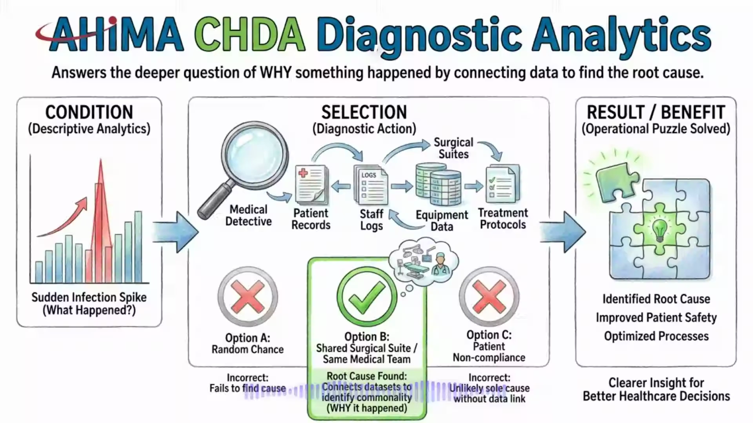Once you know what happened, the next logical step is diagnostic analytics, which answers the deeper question of why it happened. If descriptive analytics shows a sudden spike in hospital infections, diagnostic analytics involves digging into the data to find the root cause. You might discover that all the infected patients were treated in the same surgical suite or by the same medical team. Diagnostic work requires you to connect different datasets together, acting like a medical detective trying to solve a complex operational puzzle.